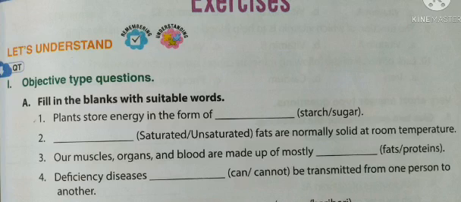Now solving the exercise questions. 1. Objective type. A. Part number 1. Fill in the blanks. Plants store energy in the form of starch. Number 2. Saturated fats are normally solids at room temperature. 3. Muscles, organs, blood are made up of mostly proteins. 4. Deficiency diseases cannot be transmitted from one person to another. 5. Deficiency of vitamin C can cause scurvy.